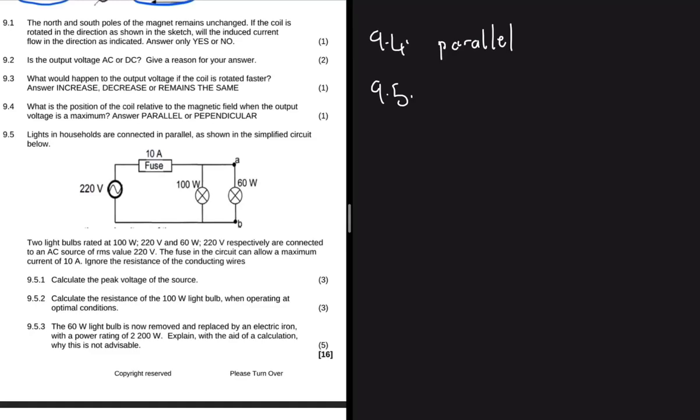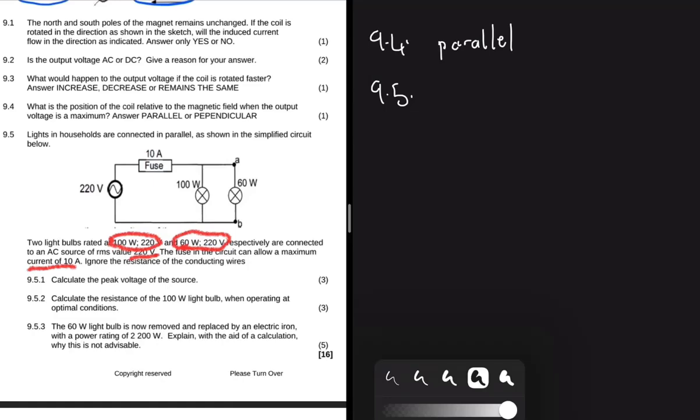So we are told that we have two large bulbs rated 100 watts, 220 volts, and then we have another one, 60 watts, 220 volts, respectively, connected to an AC source of RMS 220 volts. And then the fuse in the circuit can only allow a maximum of 10 amps, right? And then let's ignore the resistance of the conducting wires. 9.5.1 says calculate the peak voltage of the source.